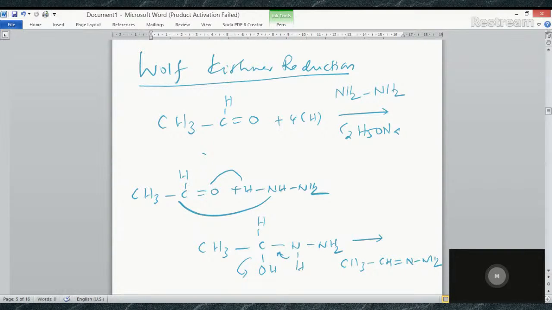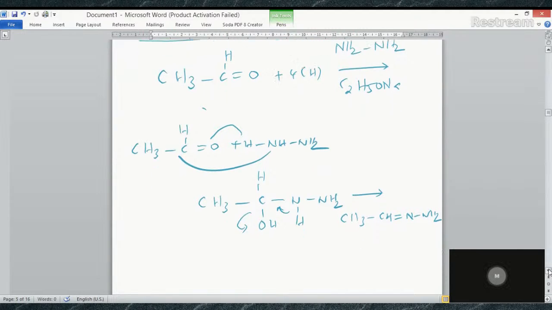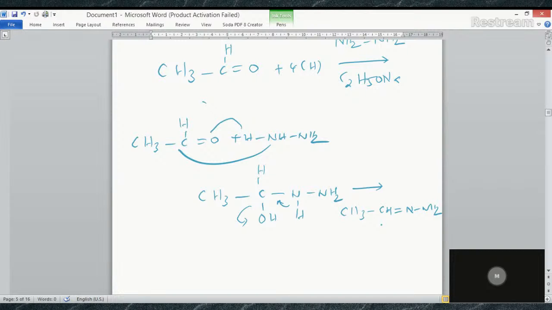hydrazone. In the very next stage, this hydrazone on action with the base can be reduced like this. We can use the same 4 hydrogen atoms so that the product is CH3CH3. And the hydrazine can be recovered.